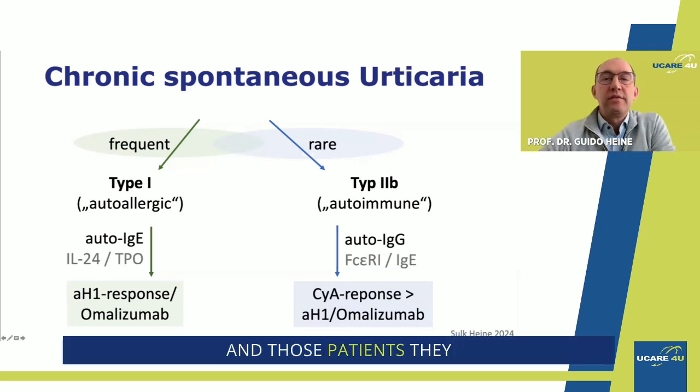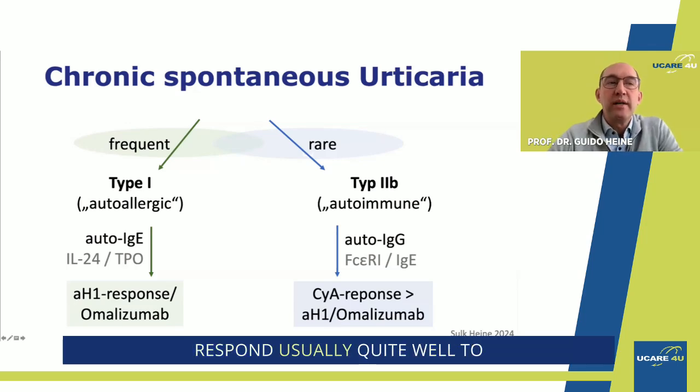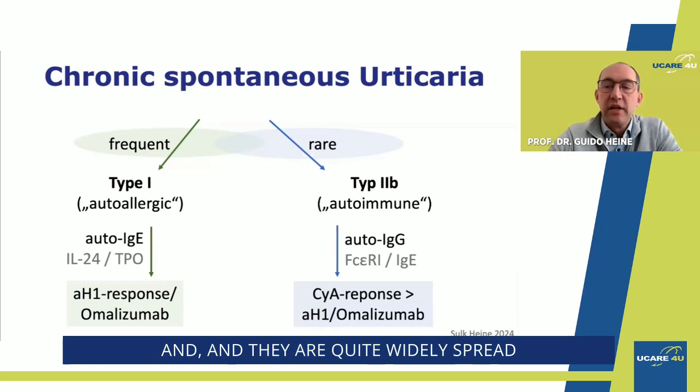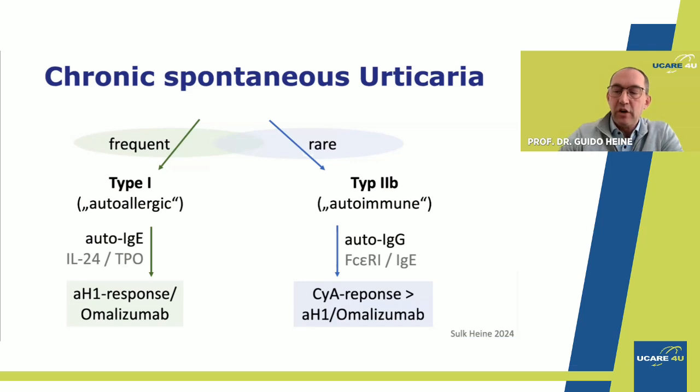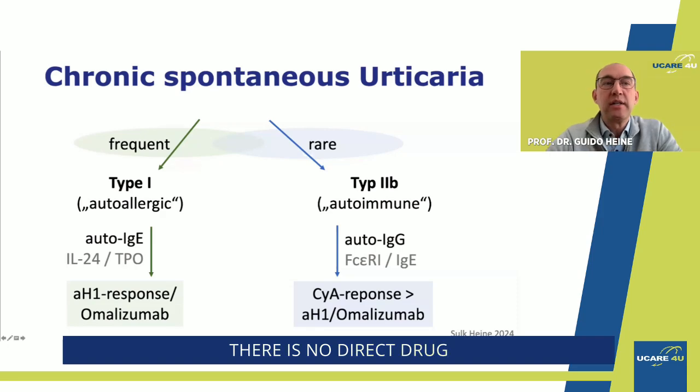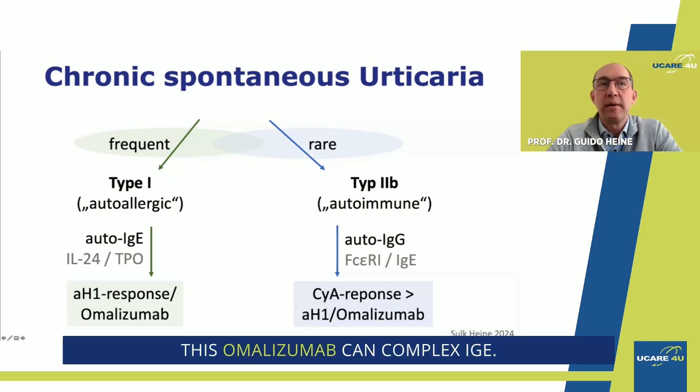And those patients usually respond quite well to antihistamine receptor blockers, which are called antihistamines, and they are quite widely used for hay fever, for example. And if that doesn't help, one can try to target this auto-IgE. There is no direct drug, but an indirect agent available. This omalizumab can complex IgE, so also the auto-IgE, and thereby remove symptoms.